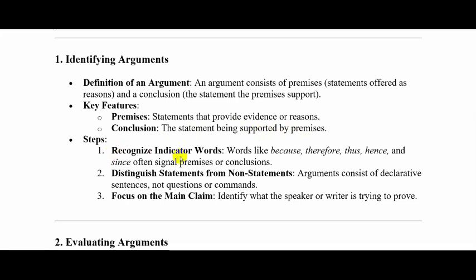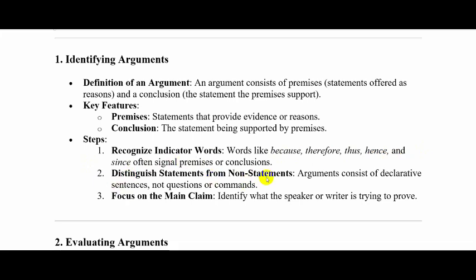Step 1. First, recognize the indicator words. Words like because, therefore, thus, hence, and since often signal premises or conclusion. So we'll repeat again. Words like because, therefore, thus, hence, and since often signal premises or conclusion. So how do we recognize these premises and conclusions? By looking at all of these words.